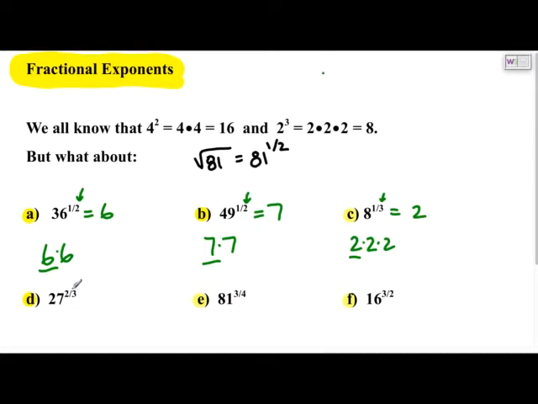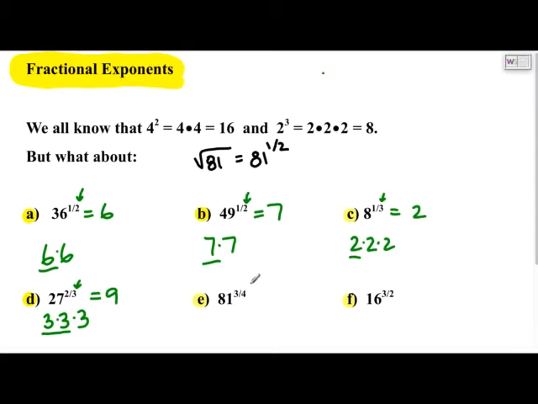27 to the 2/3. Now all of a sudden the numerator is not 1. So what do we do here? Well, we focus still on the 3. So 27 is going to be 3 3's. 3 times 3 is 9, times 3 is 27. And we focus on 2 of those. So I'm going to go ahead and underline 2 of them. 3 times 3 is 9, and that's our answer.